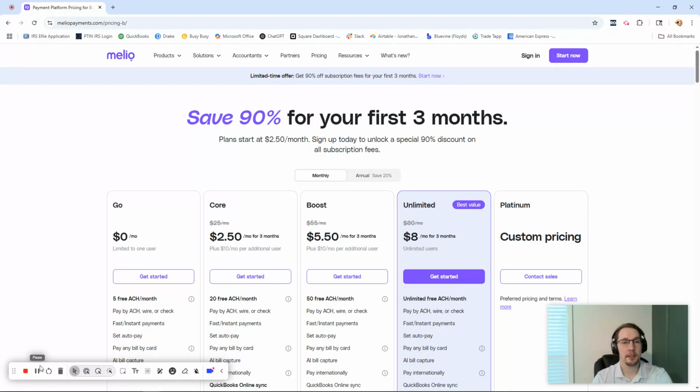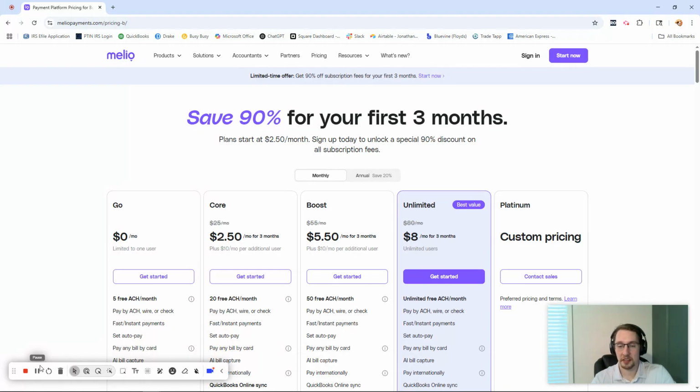I apologize, I misspoke. So navigating over to the pricing window of Melio, they are a much better value than QuickBooks, but they're not free. For just $2.50 a month starting out, that's the hook to get you hooked on them. You can get 20 ACHs for free. And then for $5.50 a month, it's going to be 50. So it does scale pretty quickly.